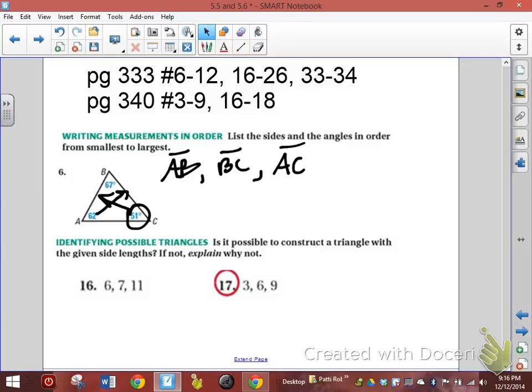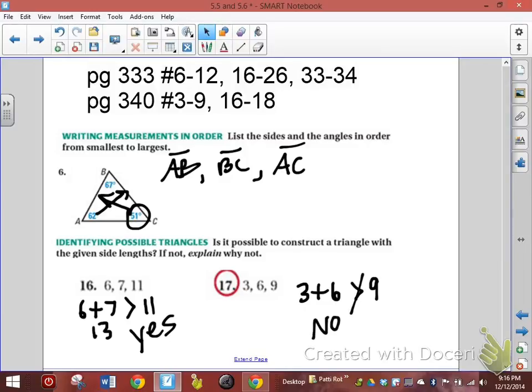The next type of problems are the ones where they give you 3 sides, and you simply add the 2 smaller ones and make sure it's bigger than the third one. You're supposed to do all 3 combinations, but I just need you to do the 2 smaller ones. So for number 16, if you add the 2 smaller ones, it's got to be bigger than the largest one. Since that's 13, that's a true statement. So yes, those can make a triangle. And then 17, when you add 3 plus 6, it equals 9, which means it's not greater than 9. So it does not make a triangle.